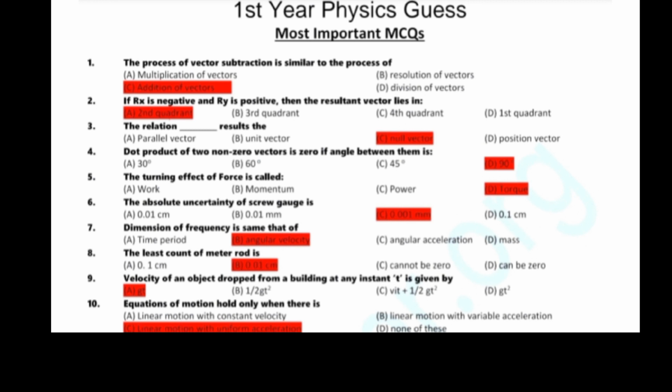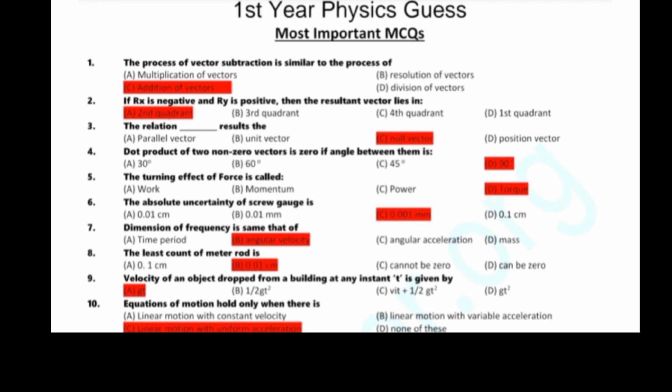The process of vector subtraction is similar to the process of addition of vectors. If Rx is negative and Ry is positive, then the resultant vector lies in the second quadrant. The relation results in the null vector. Dot product of two non-zero vectors is 0 if the angle between them is 90. The turning effect of force is called torque.